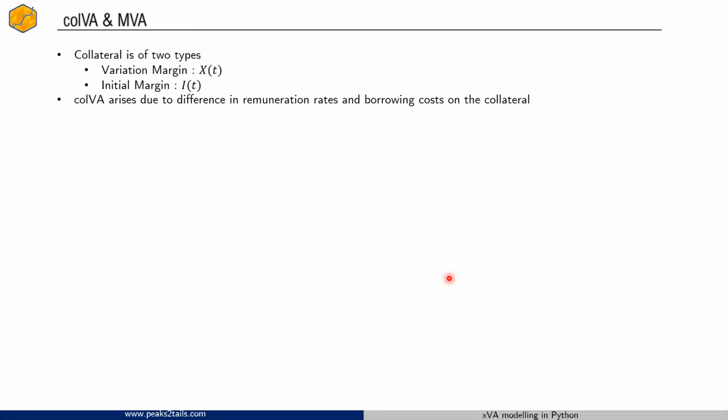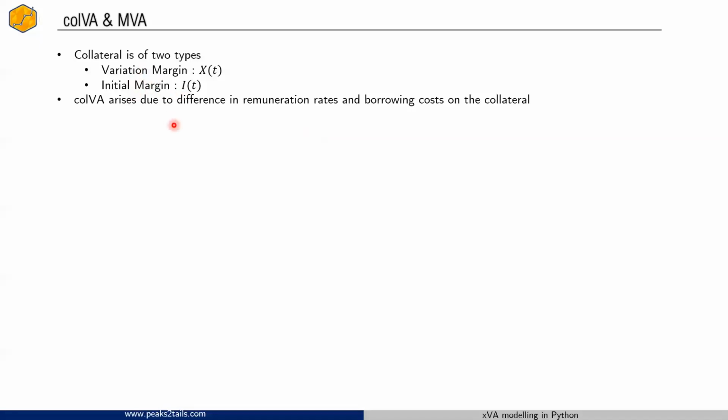colVA is in general. MVA, which is the margin valuation adjustment, is specific to the initial margin that you post to the counterparty. Again, this is complicated in practice, but let's see from a theoretical standpoint how these are calculated. As we discussed, there are two types of collaterals. One is variation margin, XT, and one is initial margin or independent collateral amount, IT. colVA arises due to differences in. So see, the valuation adjustments basically arise because of differences in borrowing and lending. What you earn and what is your borrowing cost, because of the spread between these two, there is adjustment. That's the general principle. Okay.